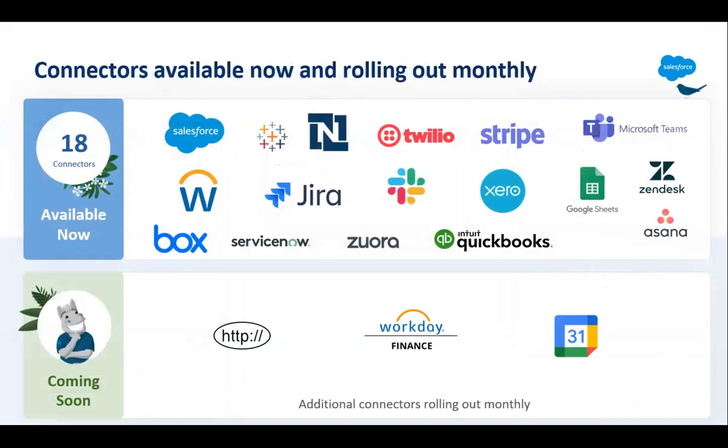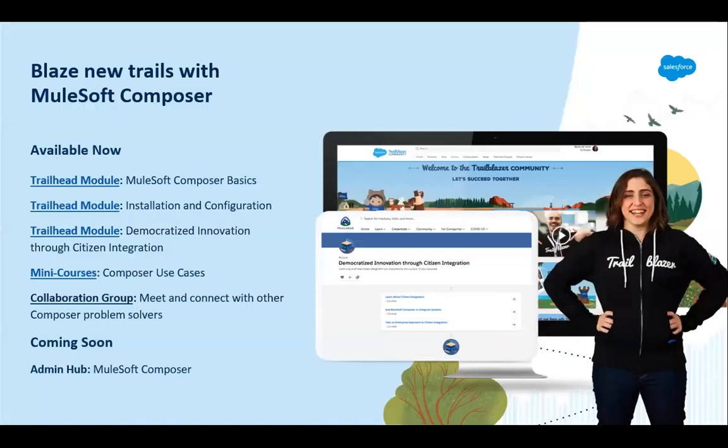Currently, MuleSoft Composer has 18 connectors available. You can see them on the screen. But as I see, probably every week or every month, a new connector is being added. In future we might even see Workday Finance connections, and even a Google Calendar connection as well. So it's as simple as that.